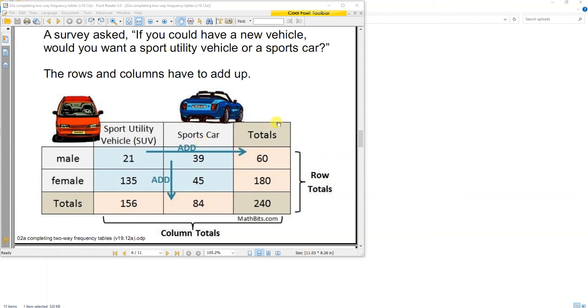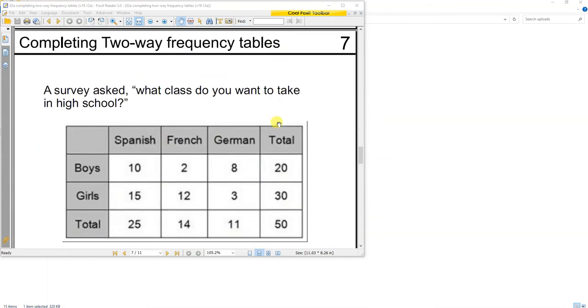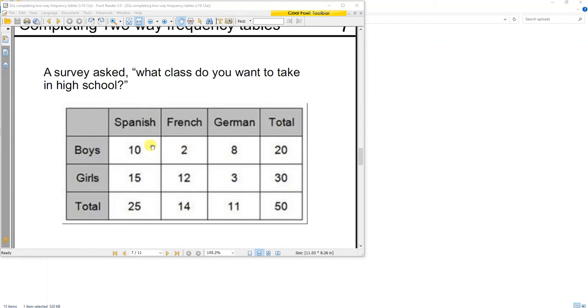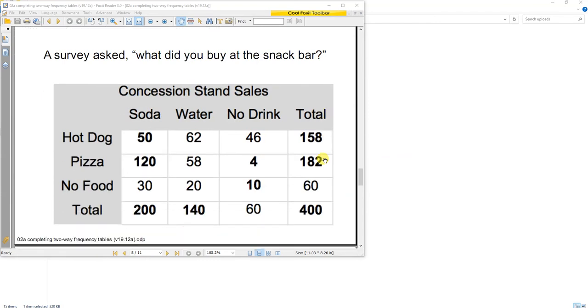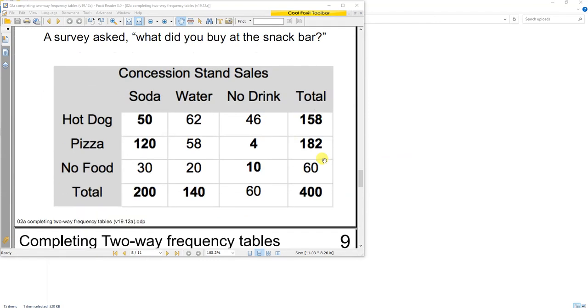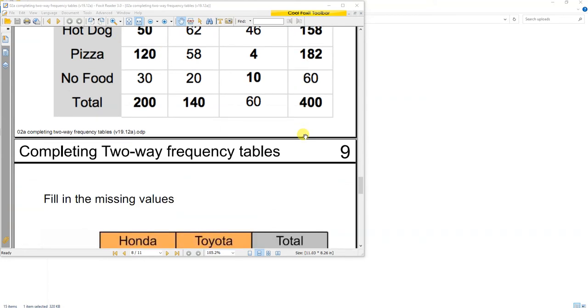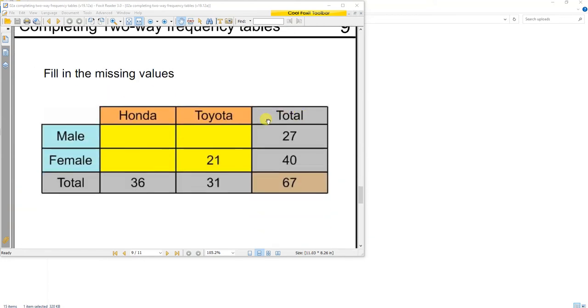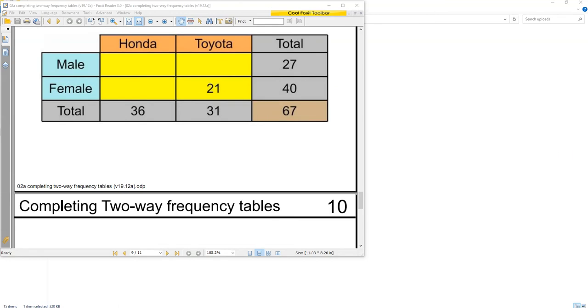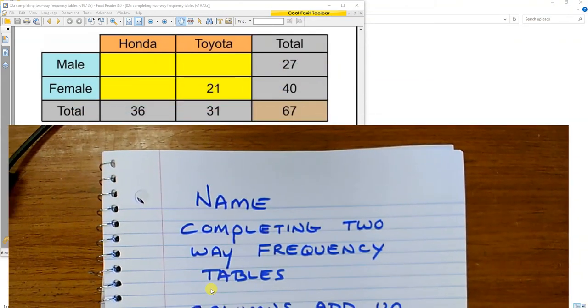And as long as you have some of the information, you can finish the table. So same thing here, we can see the columns add up, 10 plus 15, 2 plus 12, 8 plus 3, everything adds up, and the rows also add up. Same thing here. The columns add up, the rows add up. And here's the first one we're actually going to do. We're going to fill in the missing terms.